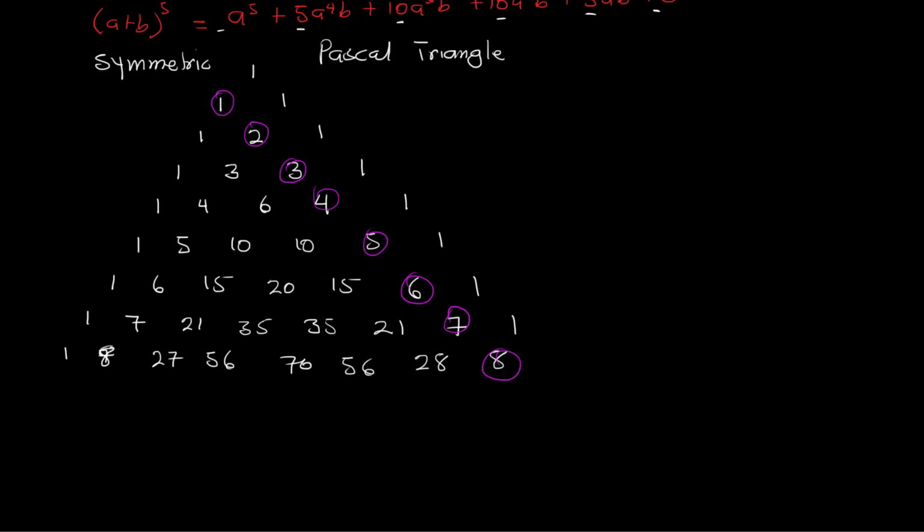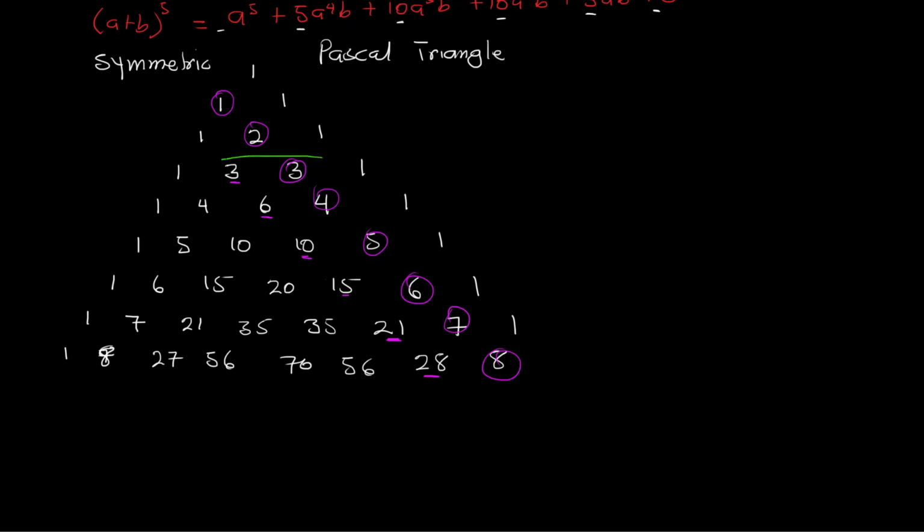If you look at this, you see that 1 plus 2 is 3, and 3 plus 3 is 6, 6 plus 4 is 10, 10 plus 5 is 15, and 15 plus 6 is 21, and 21 plus 7 is 28.